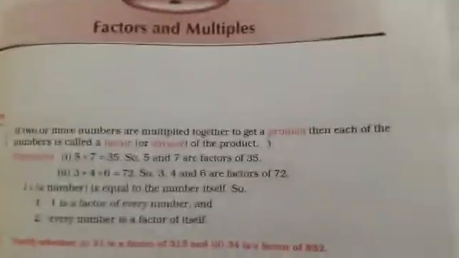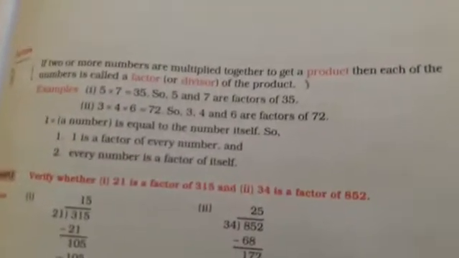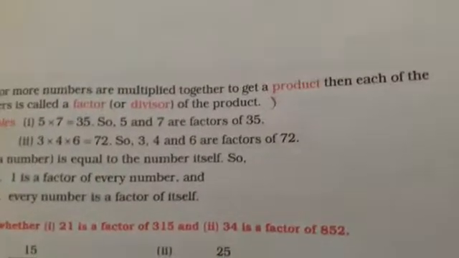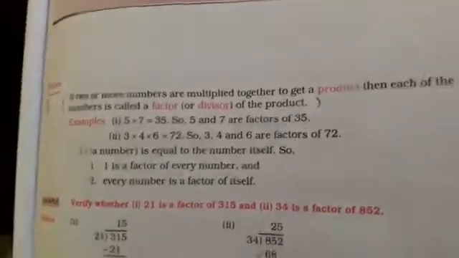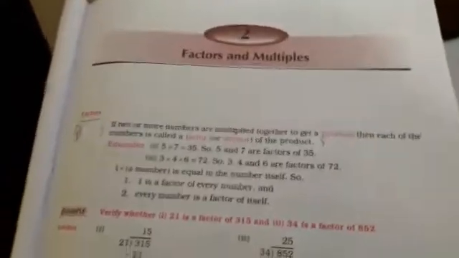If two or more numbers are multiplied together to get a product, then each of the numbers is called a factor. For example, 5 into 6 is equal to 30. So 5 and 6 will be the factors of 30. Similarly, 3 into 4 is equal to 12. So 3 and 4 are the factors of 12. So dear students, keep it in your mind that factors are always smaller than or equal to the given number.